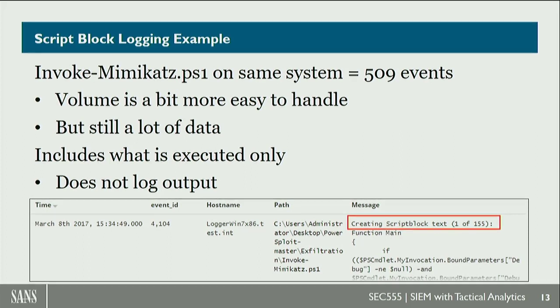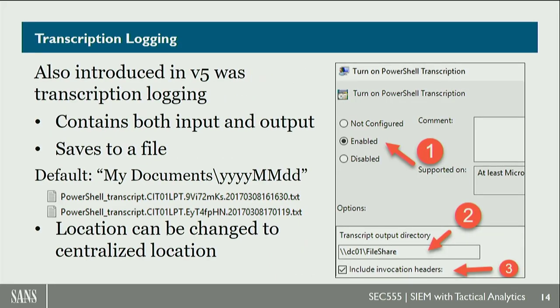We still don't have output now. This is going to give us the full script that was run. It's not going to give us the output of the script. Transcription logging is going to give us that. The downside, though, is script block logging and module logging are events in Windows. Transcription logging is a text file. But it gives you everything that was run and the output.